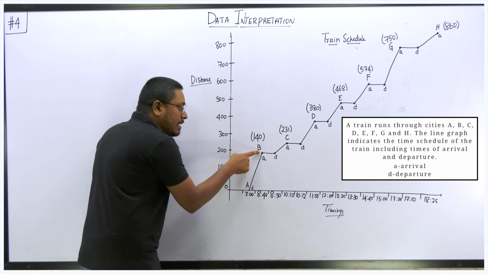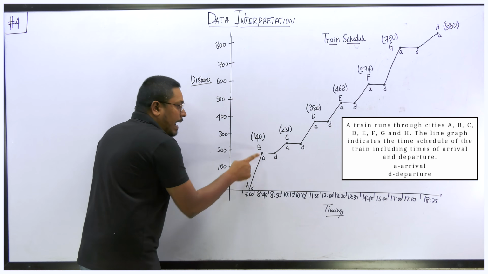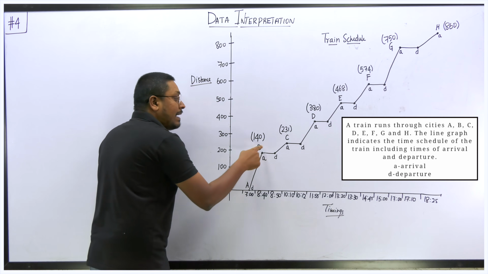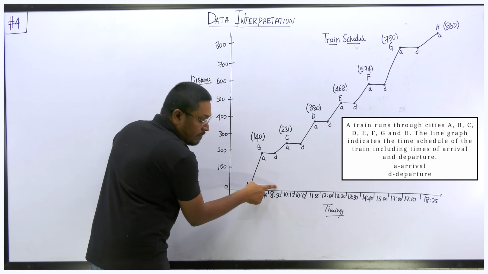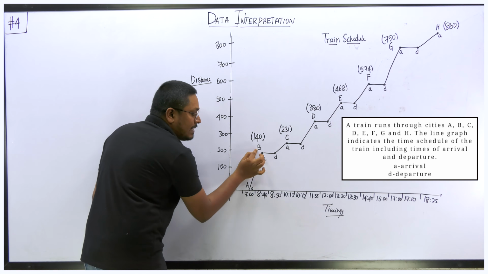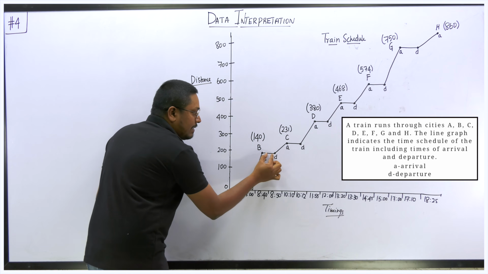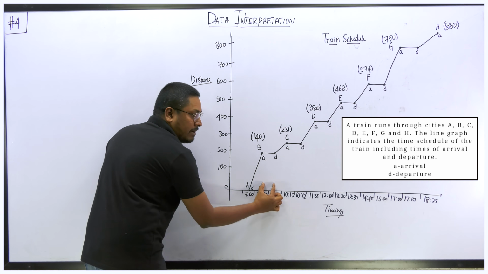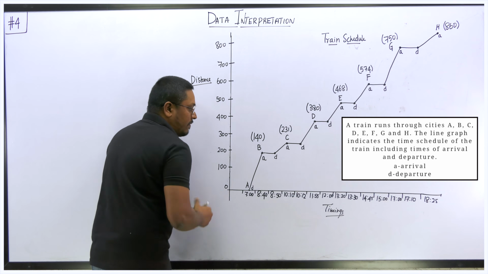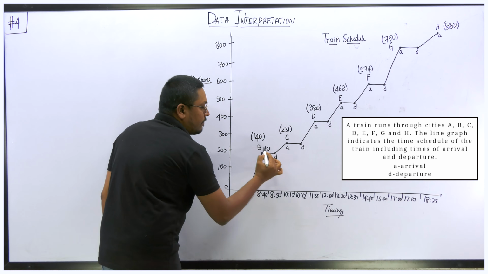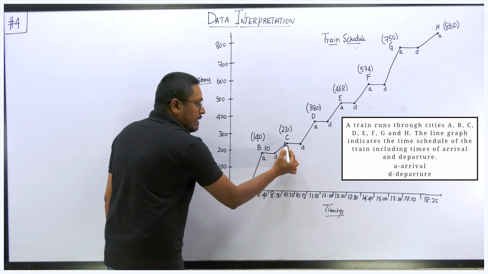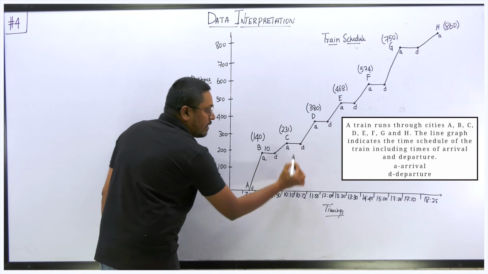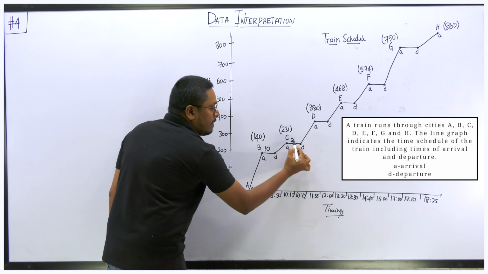After reaching city B at 8:40, the same train starts again. Again it departs at what time? 8:50. So the departure time from city B, it took a rest. For how many minutes did the train rest? 10 minutes. After 10 minutes of rest, from city B it departs again and arrives at city C at what time? 10:10. And after reaching 10:10, it waited for 2 minutes. So the waiting time will be 2 minutes.